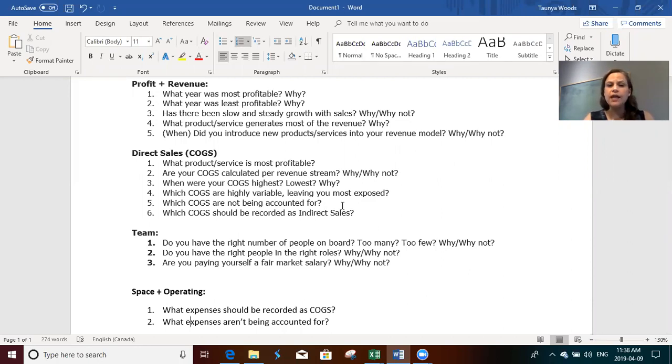What have you missed? And then also, which cost of goods should be recorded as indirect sales? An example here is things like the wages and benefits. We should be taking those out of cost of goods, putting them into salary.